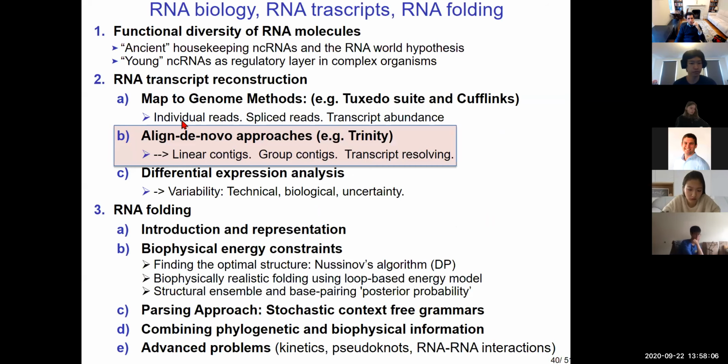All right, so that's the Map-to-Genome method. You basically first map the individual reads, and you map the splice reads, then you infer the transcript abundance based on this expectation maximization model, and then you ultimately correct for the length, the biases along the transcript body, the biases with specific sequence patterns, and so on and so forth.